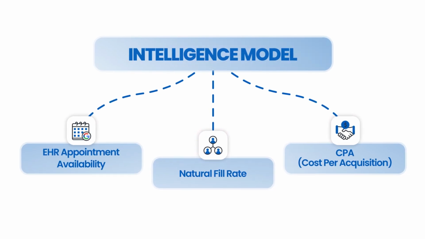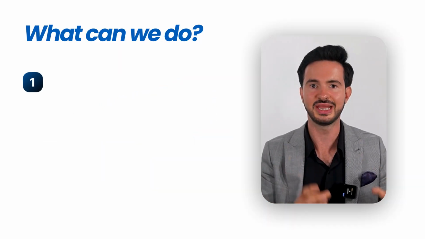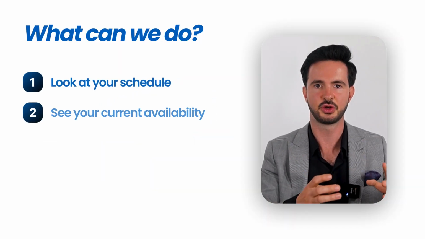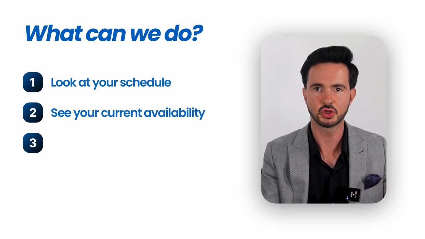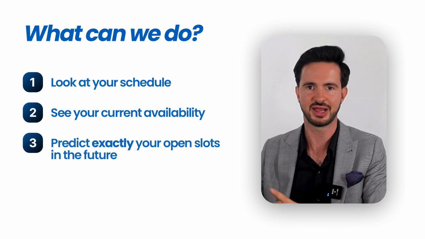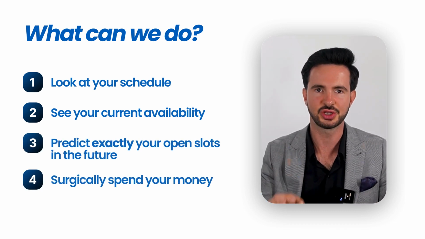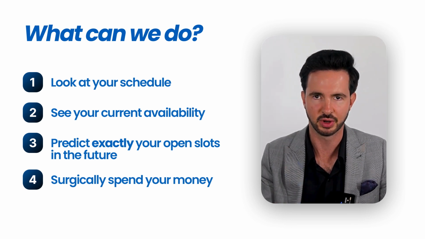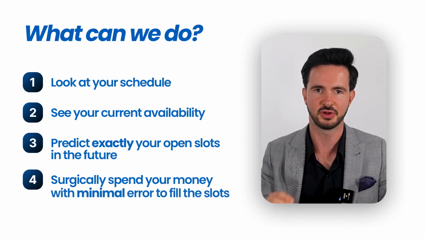So when you have these three inputs, what can you do with it? Well, we can look at your schedule. We can see your availability right now. We can also predict exactly how many open slots you'll have in the future. And then we can surgically spend your money, just like it's our own, with minimal waste or error to fill those slots. More importantly, you can tell us exactly what you're willing to pay to fill those slots. $50, $35, $100, and we can give that information to the AI, and we can tell you exactly how much of your schedule we'll be able to fill on which day.